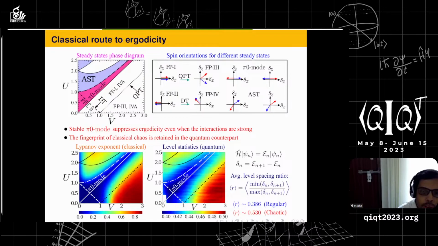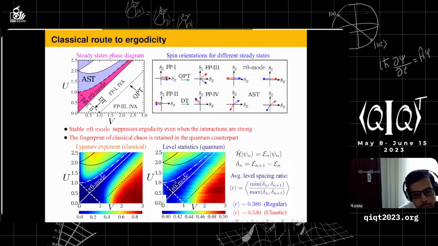Since we know the classical equation, we can calculate the degree of chaoticity in this classical system from the average Lyapunov exponent, in the phase diagram of the interaction strength, varying the intra- and interspecies interaction U and V. We obtain this type of map of degree of chaoticity. So this blue region shows the less ergodic or less chaotic regime, whereas the red region shows the most ergodic or chaotic regime.